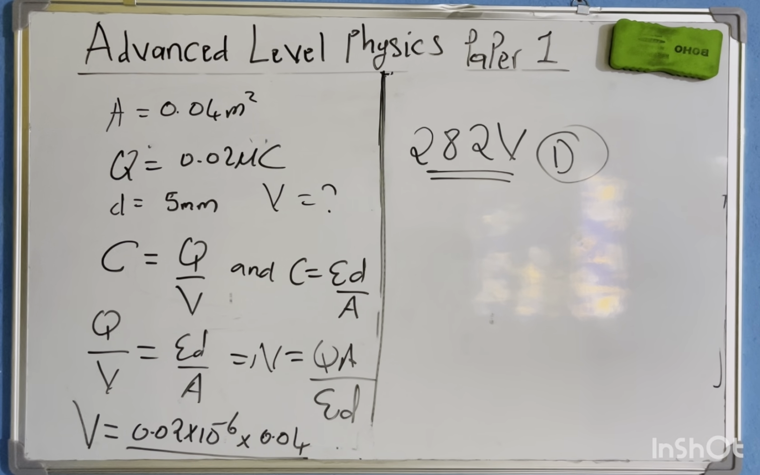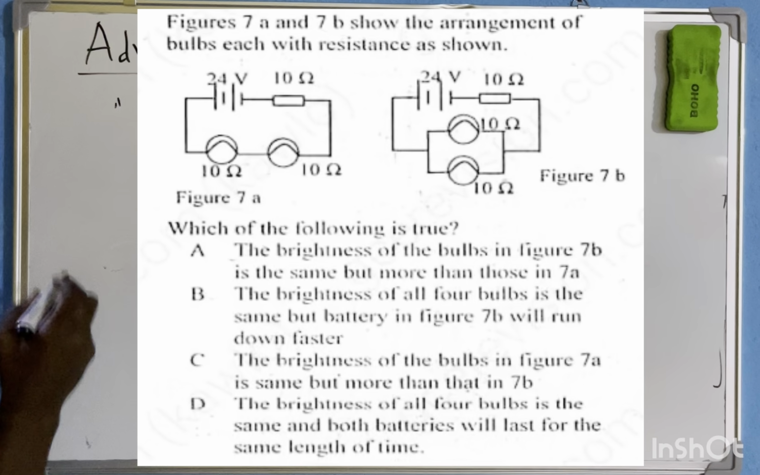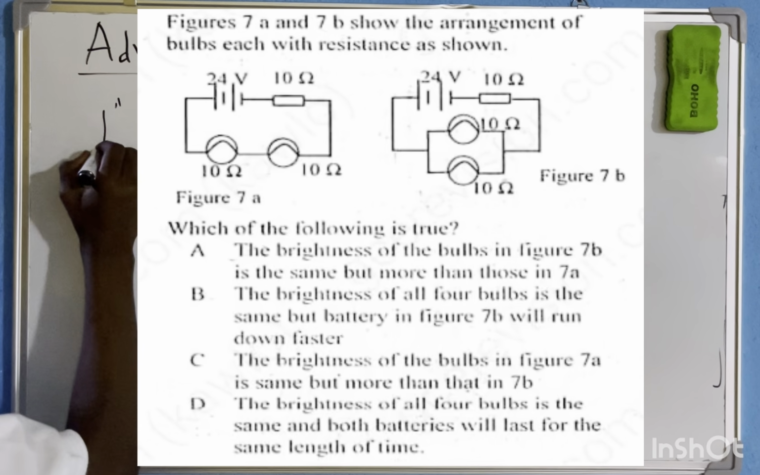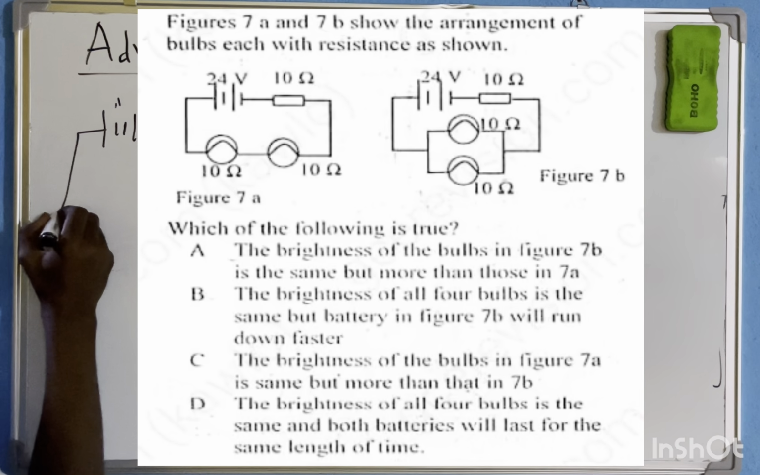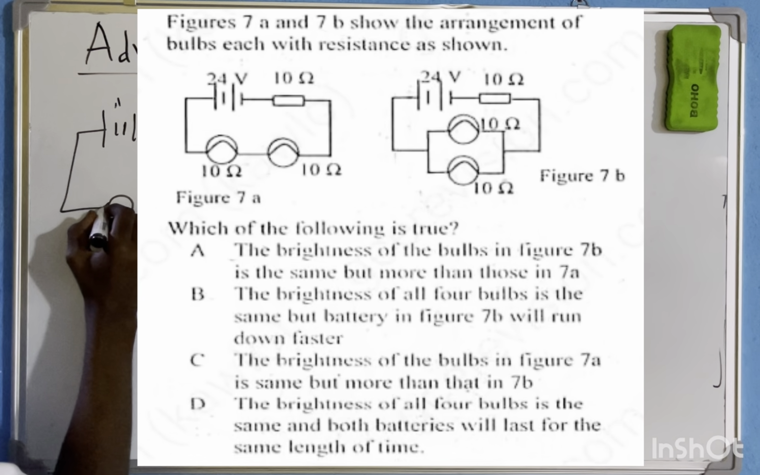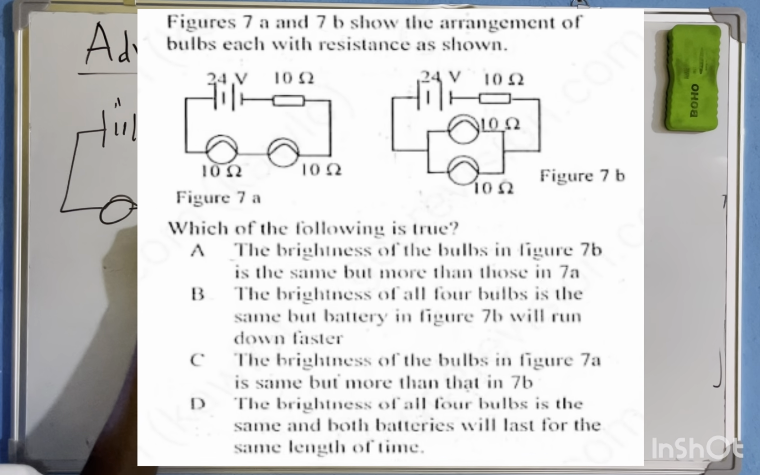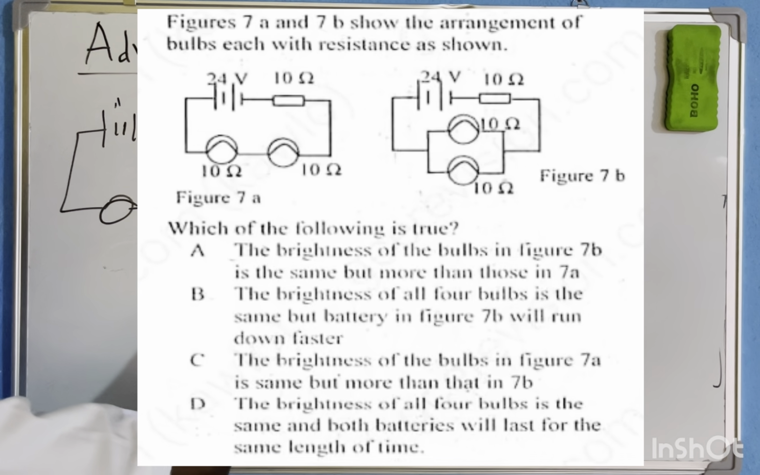Now let us move to the next question. We have two diagrams like this. We have a bulb here, another bulb here, and a resistor here like this. Then we have another one here.